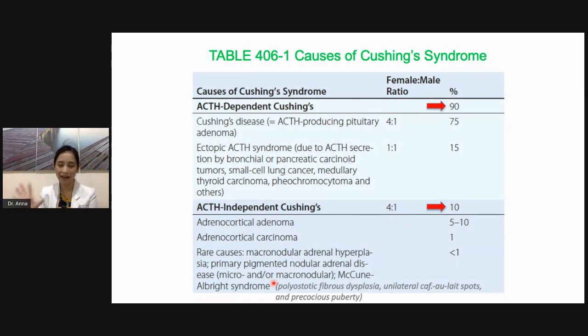The one that I wanted to highlight here is that ACTH dependent is more common than ACTH independent, but the most common ACTH dependent will be your Cushing's, and the most common ACTH independent will be your adrenocortical adenoma. And the most common tumor causing ectopic ACTH syndrome will be your bronchial carcinoma. So again, the most common tumor that causes ectopic ACTH syndrome is your bronchial carcinoma. Okay.